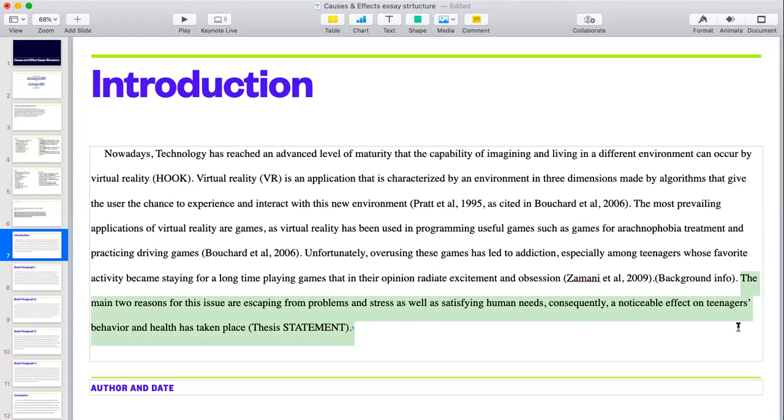In this sentence, what should I find? Who can tell me? What should I find? Causes and their effects. Excellent. So it's a complete map for the essay. Let's see if this student could do this or not.